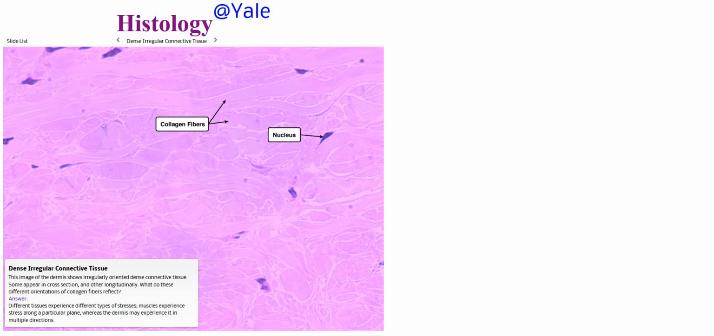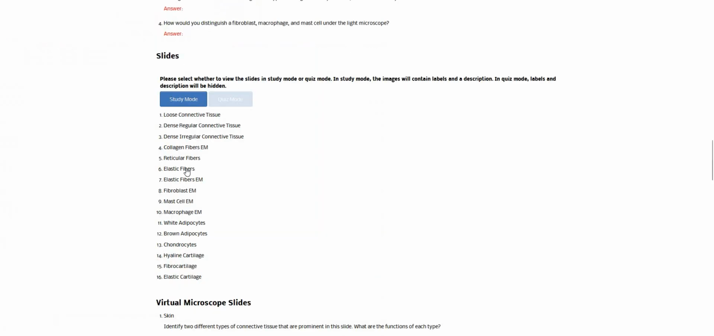So a couple other examples where you might see dense connective tissue are going to be in arteries, and this has a specific name. So we call this type elastic connective tissue. So let's hop over to Yale here. So elastic connective tissue looks different. It's stained a little differently.